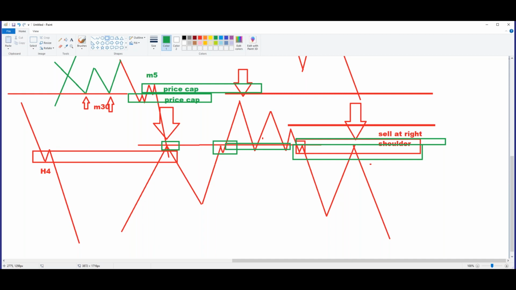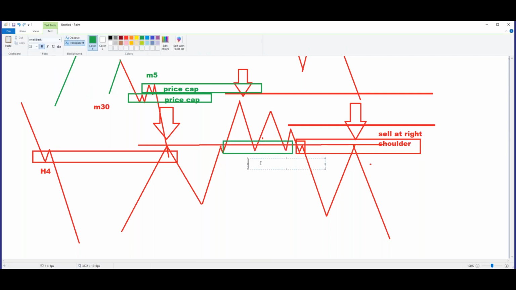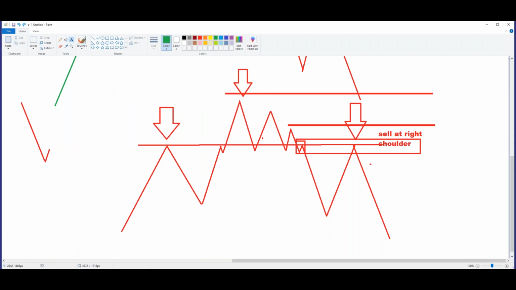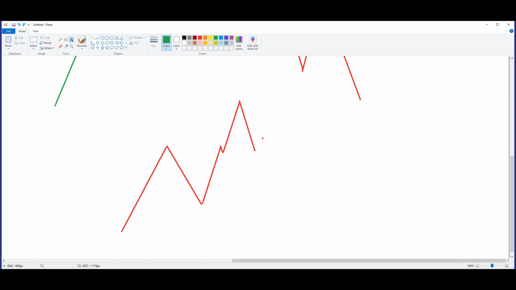So let me draw a little bit. Sometimes at the support over here, you will find QM TR, which makes it much easier for you to decide where to put your entry level. Let's suppose that I draw a new one. This time I draw a very detailed one. Usually what the price does is something like this.